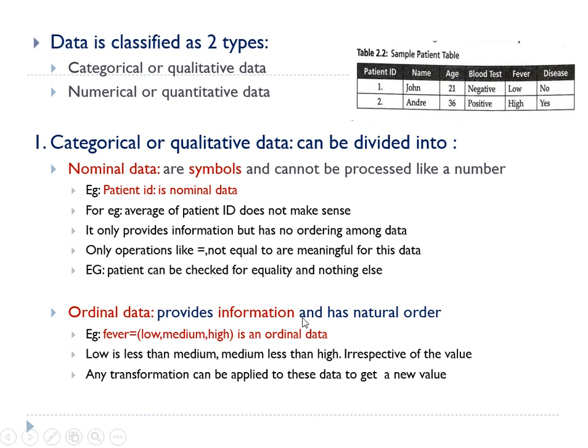Ordinal data is all about information, right? For example, fever. What are the three values that it can have? Low, medium, high. There is an ordering here: low, medium, high. Irrespective of the value, low can be 93 or 99 Fahrenheit, medium maybe 100. I have just given some information that this is low fever, medium fever, or high fever. And here the ordering is very important. So that is ordinal data.